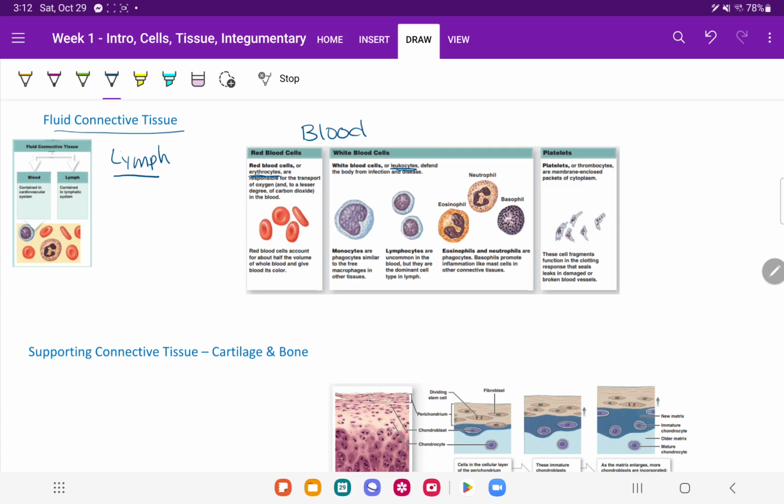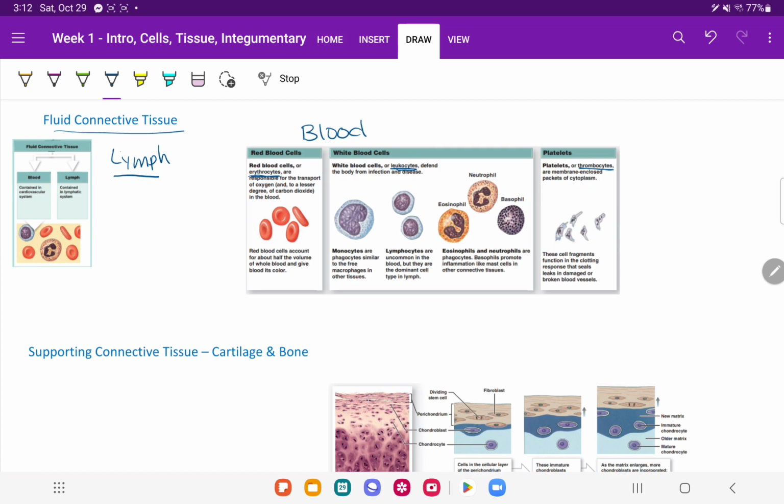Also within blood, we have platelets. Platelets are called thrombocytes, and thrombocytes are tiny membrane-enclosed packets of cytoplasm. They contain enzymes and special proteins. Platelets function in the clotting response that seals breaks in the blood vessel walls.